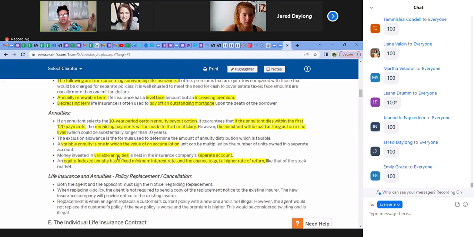Variable annuity is regulated by the state and the SEC. Here's the equity index annuity. I want you guys to catch it. This is in writing. It's with your license.